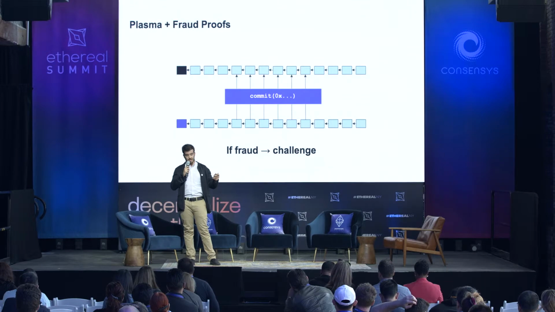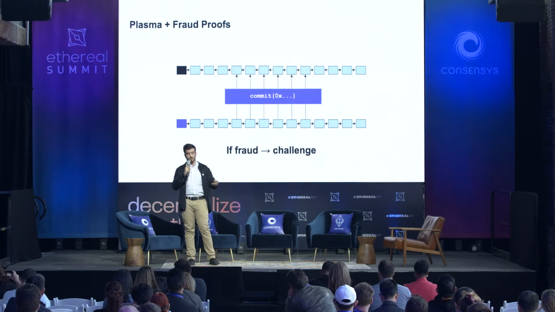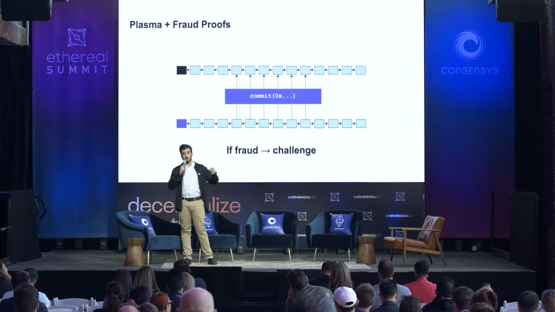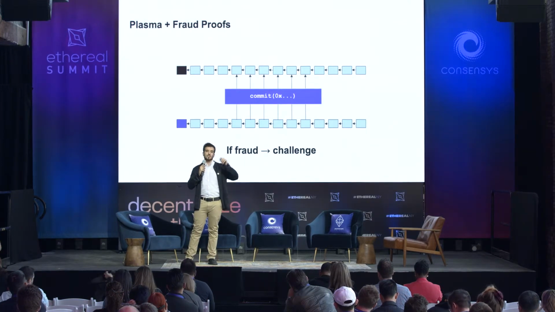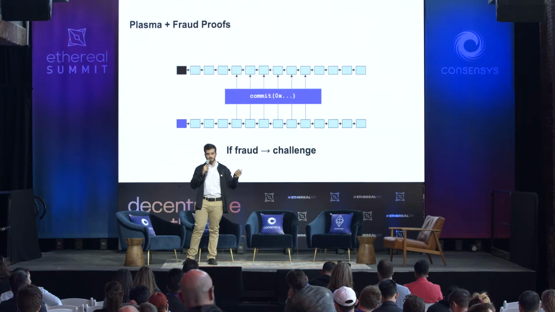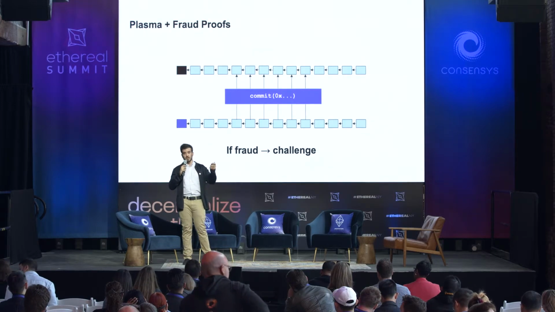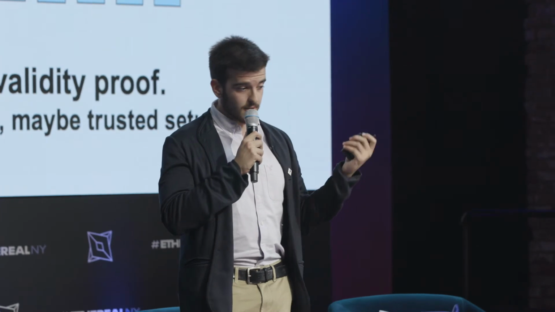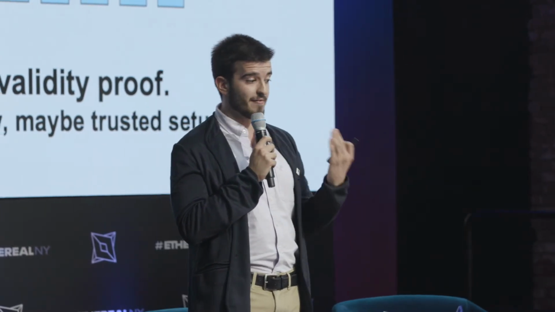So what I described earlier is that you have the Plasma operator which commits each block, and each block that gets committed, you can then use a challenge to cancel if fraud happens. This is what we call Plasma with fraud proofs. Fraud proofs are the challenge, basically. But instead of having fraud proofs, you can have validity proofs.